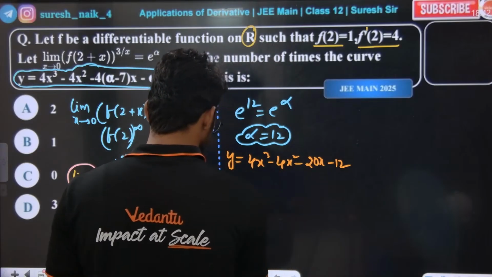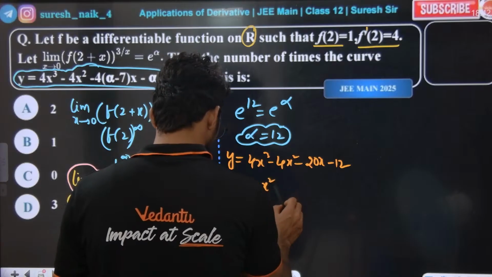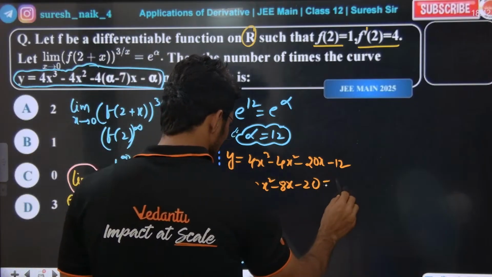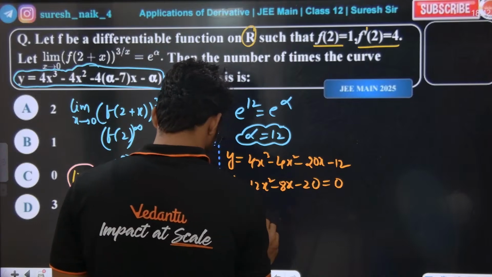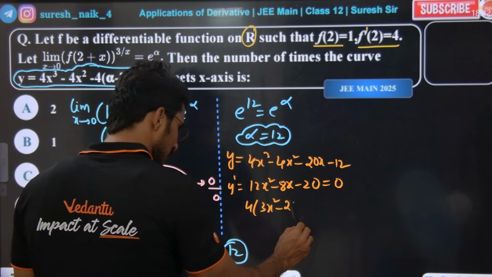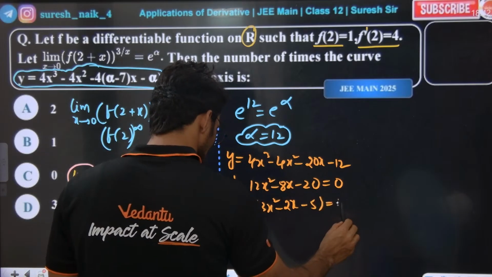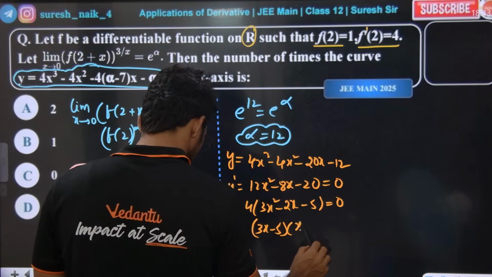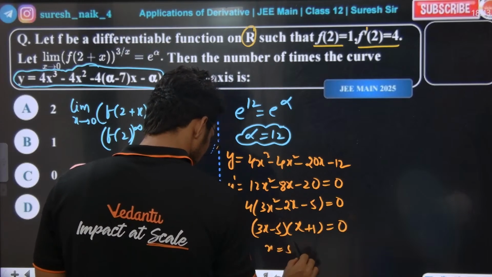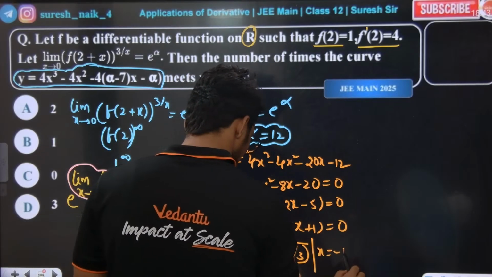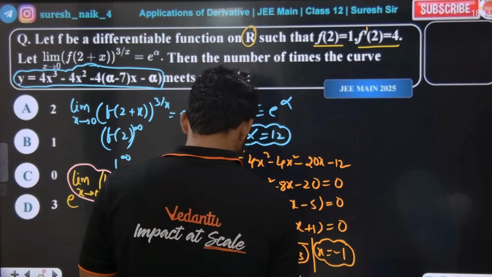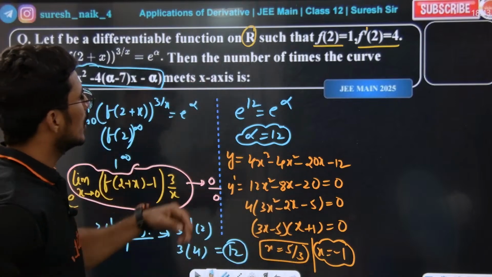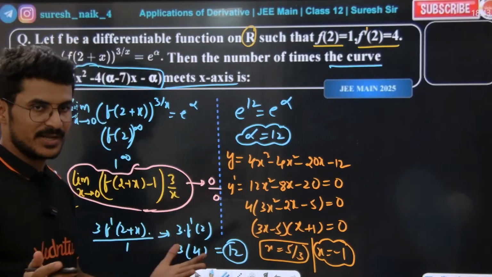Now f'(x), y' is 12x square minus 8x minus 20. Equating it to 0, take 4 common: 3x square minus 2x minus 5 is equal to 0. Factorizing, 3x minus 5 into x plus 1 is equal to 0. What are the critical points? x is equal to 5 by 3 and x is equal to minus 1. These are the critical points. Now on a rough graph, drop how many times this curve touches the x-axis.